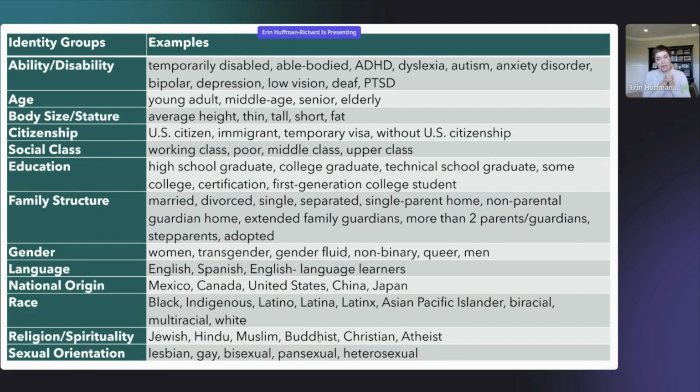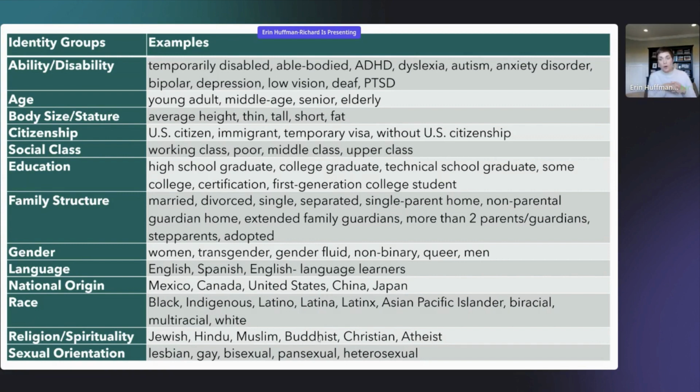Gender. Gender is something that you don't know just by looking at somebody. It can be an invisible identity, something that can change over time. We have language: what languages do you speak, and how does that impact how you experience the world? Your national origin, race.